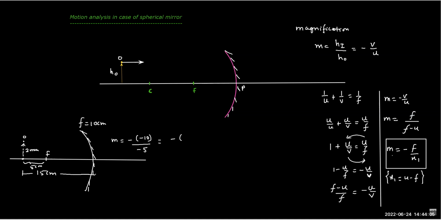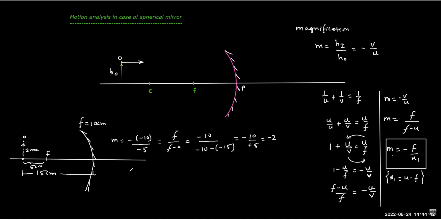If you want to use the direct formula, the formula which we had, f upon f minus u. So f will be minus 10. Minus 10 upon minus 10 minus minus 15. f is minus 10, and u is minus 15. So this turns out to be how much? Minus 10 by the value which is plus 5. So m turns out to be minus 2.